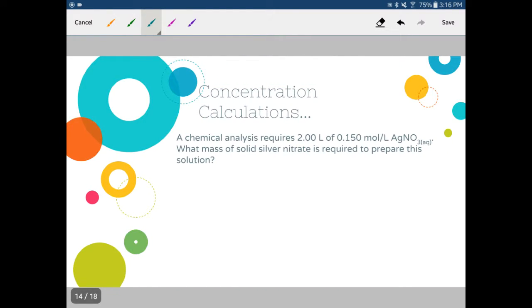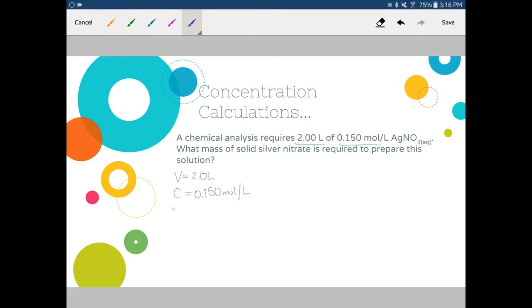If we take another look at another question here, this says a chemical analysis requires 2 liters of 0.150 moles per liter of silver nitrate. What mass of silver nitrate is needed to prepare this solution? So in this question, I'm given my volume. My volume equals 2.0 liters. My concentration equals 0.150 moles per liter.